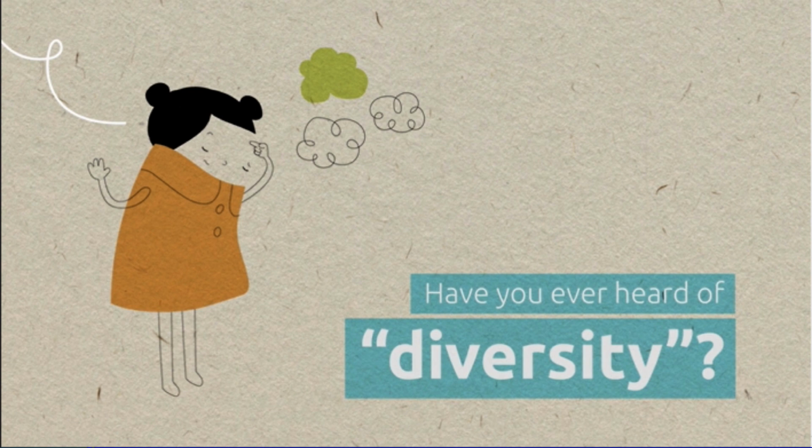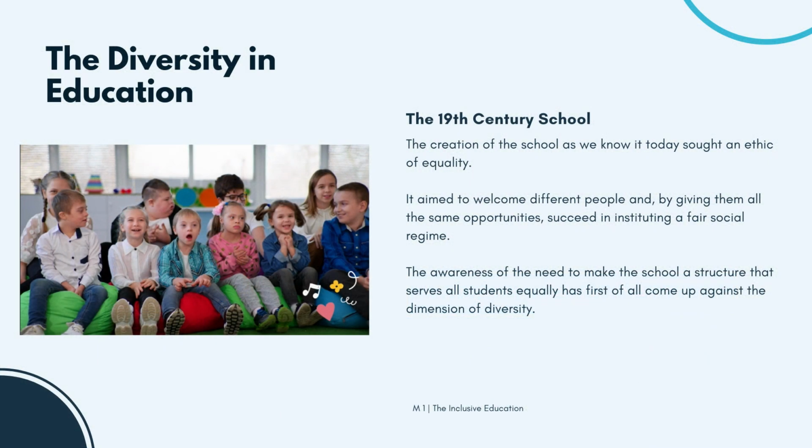So, when we talk about diversity in education, we are already talking about the school of the 21st century. The creation of the school as we know it today sought an ethic of equality, sought to welcome different people and give them all the same to achieve a fair social regime. Disability is a part of human diversity, and people with disabilities are also a heterogeneous group. Therefore, the awareness of the need to make the school a structure that serves all students on an equal footing has first of all encountered the dimension of diversity.